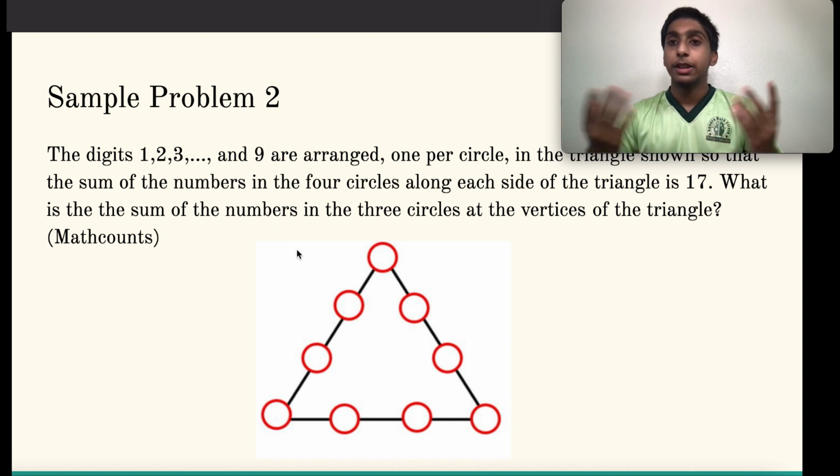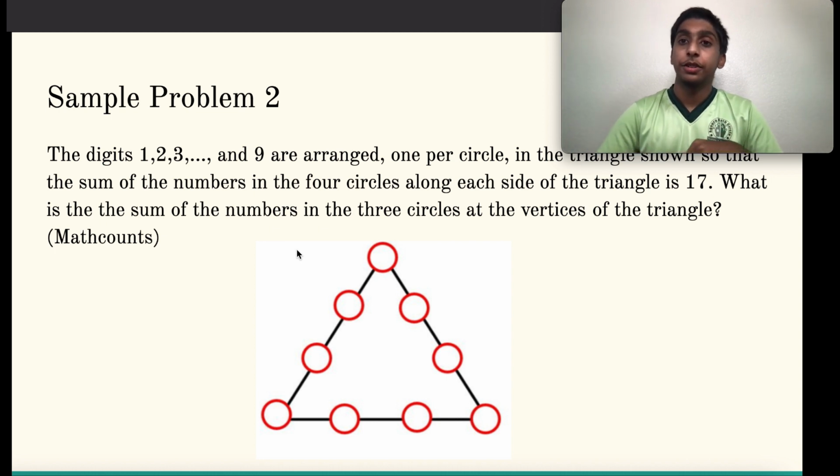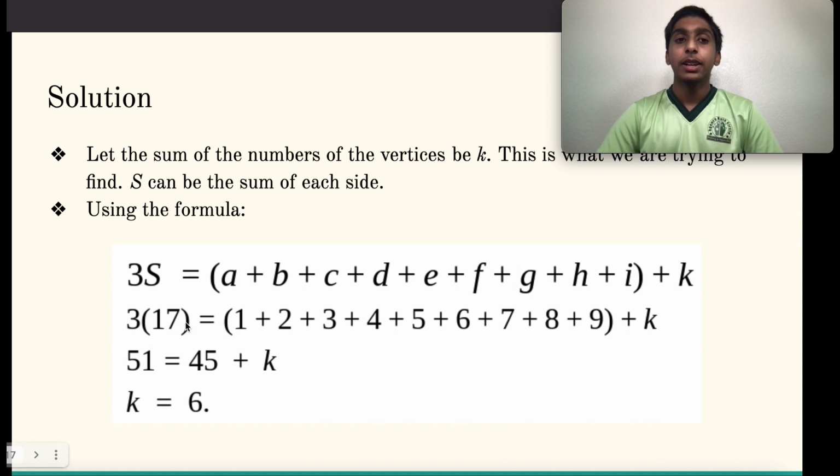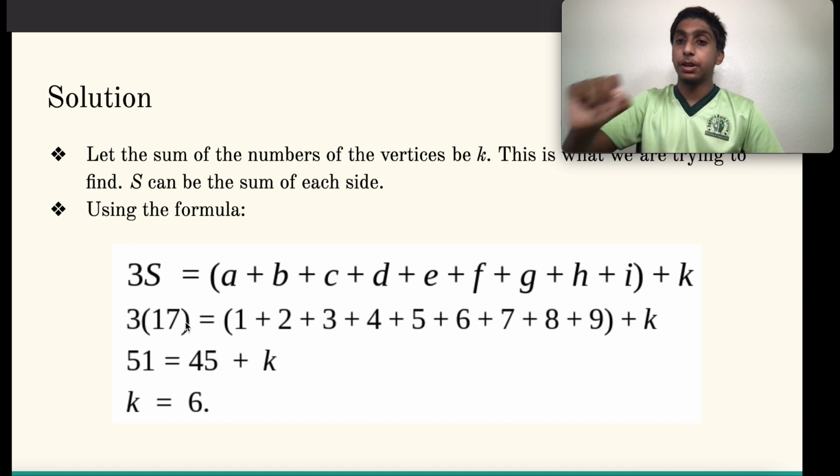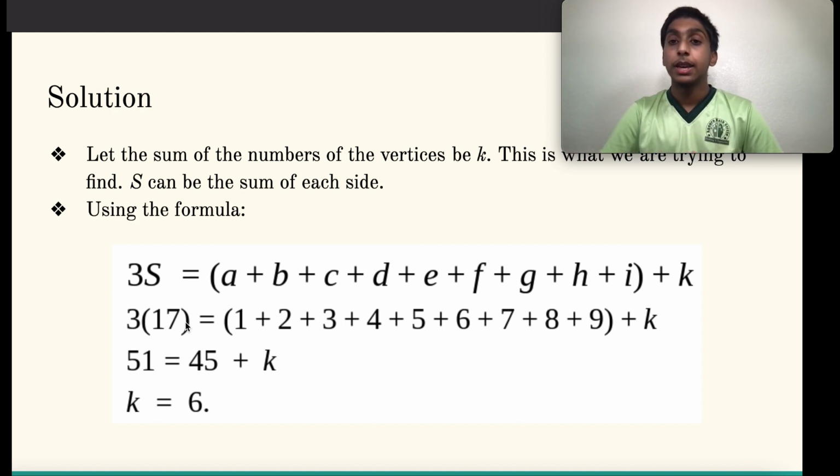Okay, hopefully you paused and worked it out, so let's go into the solution. Let the sum of the numbers at the vertices be k. This is what we did back when we came up with this formula: the sum of the vertices is k, so one number here, one number here, one number here. This is what we're trying to find. S can be the sum of each side. So S is our magic sum that we're trying to find.